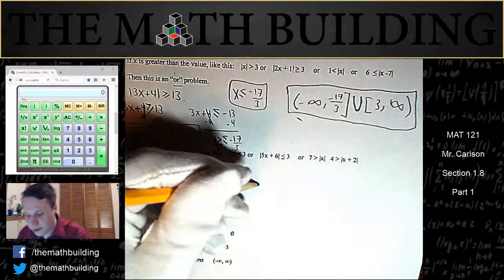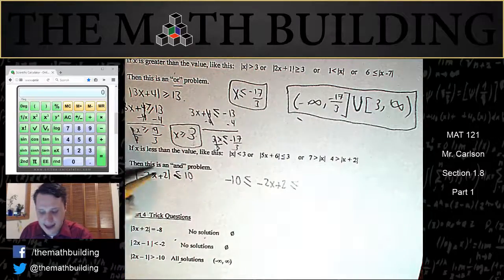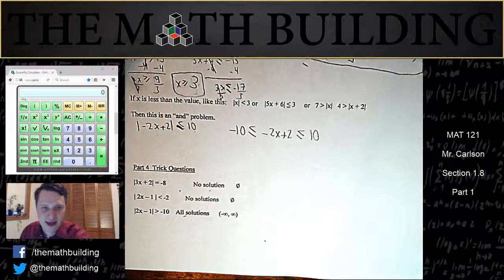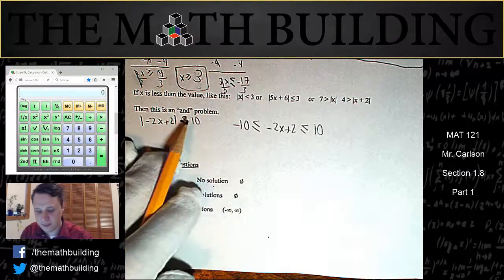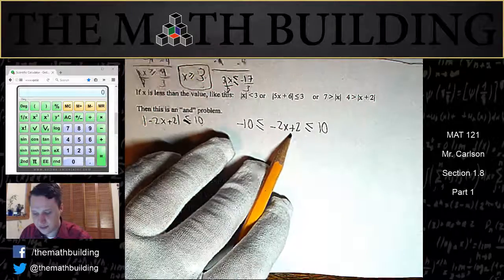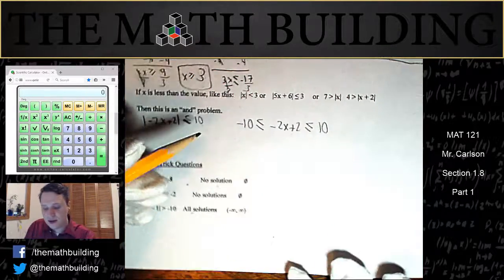Now you put the middle part, and then you put the positive number. And that's the procedure for doing an AND problem. It's always the same. Take the negative of this, less than or equal to the absolute value, less than or equal to the 10. Let's solve this.